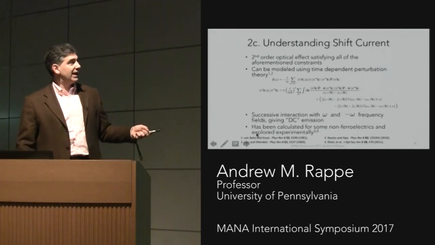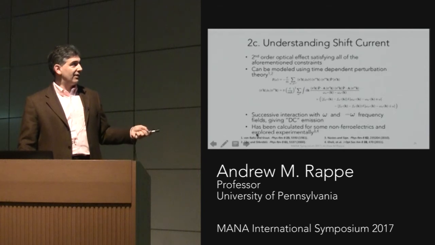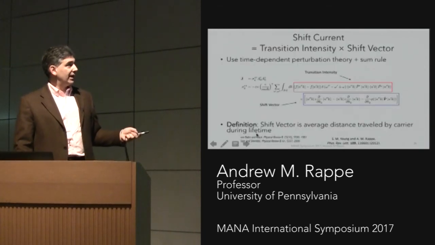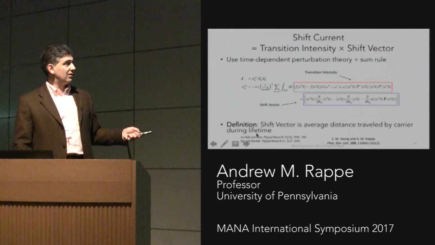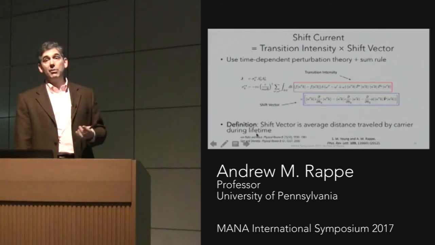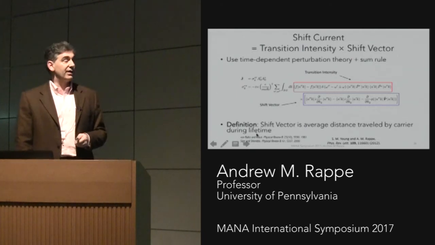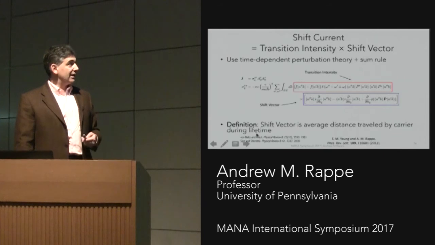And it basically is an intensity factor multiplied by, every time you have a carrier, how far can that carrier move? Okay, here, transition intensity times what's called the shift vector. I would be happy to discuss the physics of this effect with you at a later time.